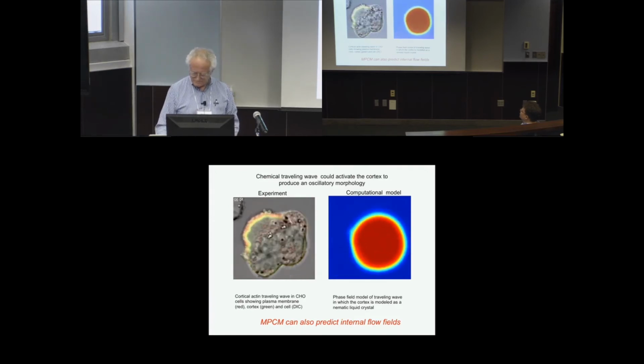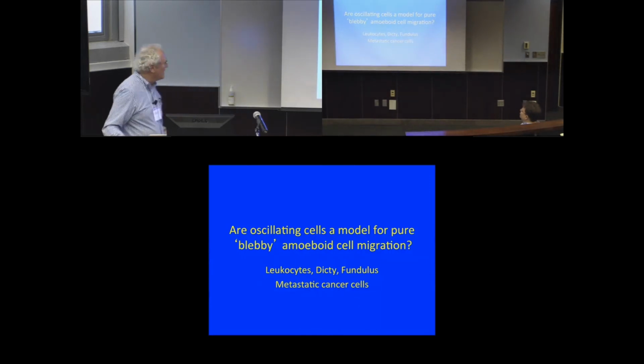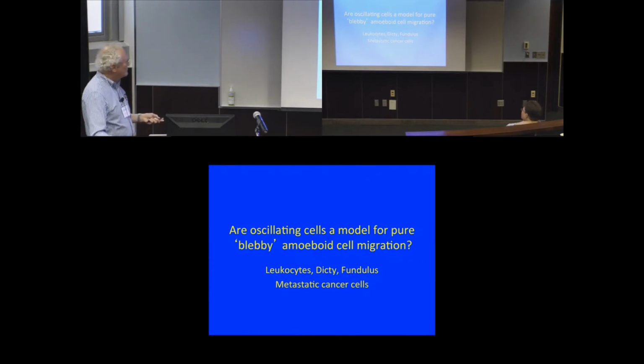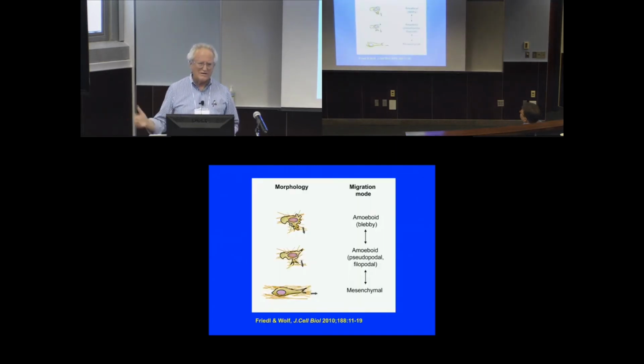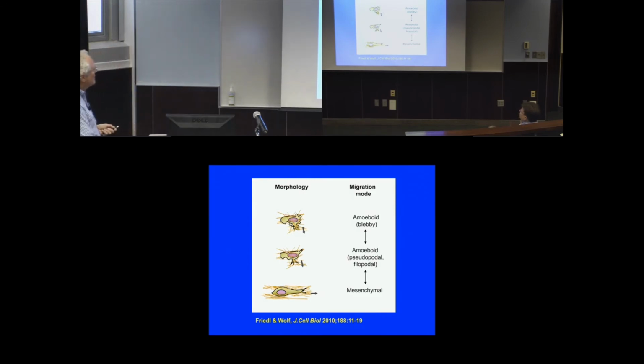Well, finally, are these oscillating cells a model for pure blebby type amoeboid locomotion? And amoeboid locomotion is seen in various forms in leukocytes, dictyostelium, and metastatic cancer cells. And it is not really studied nearly as much as is mesenchymal locomotion. So Peter Friedl has made this classification, which we'll see if stands the test of time.